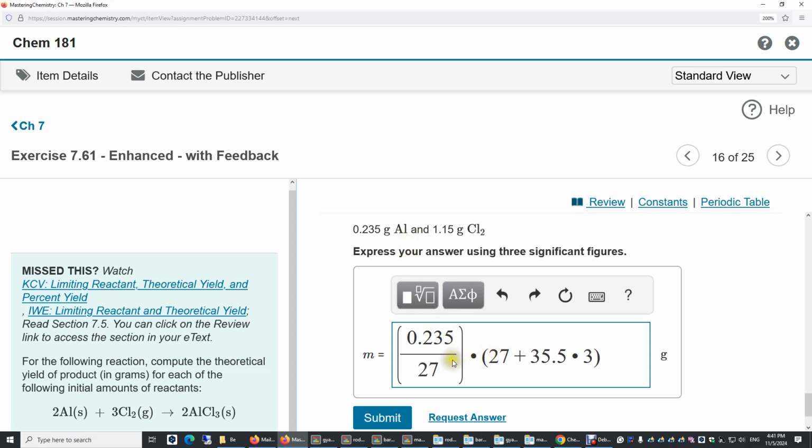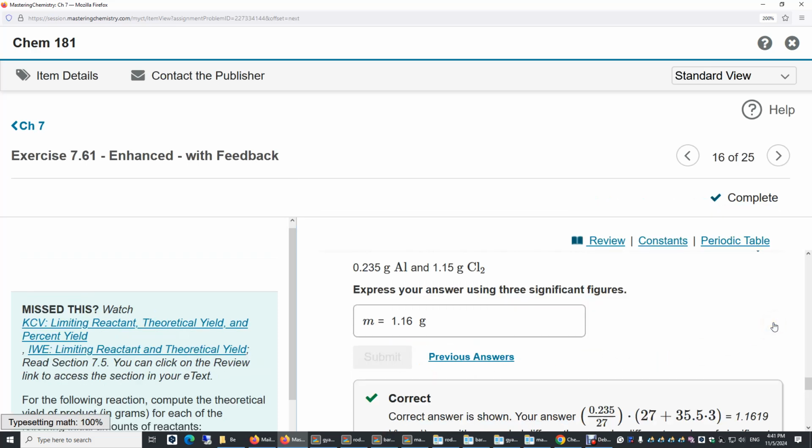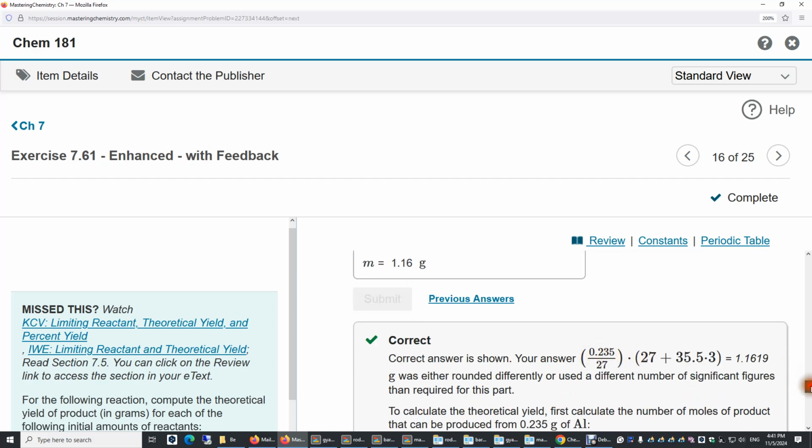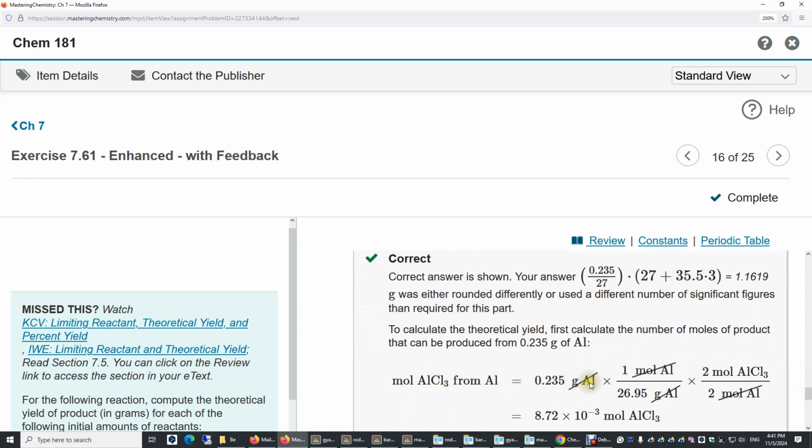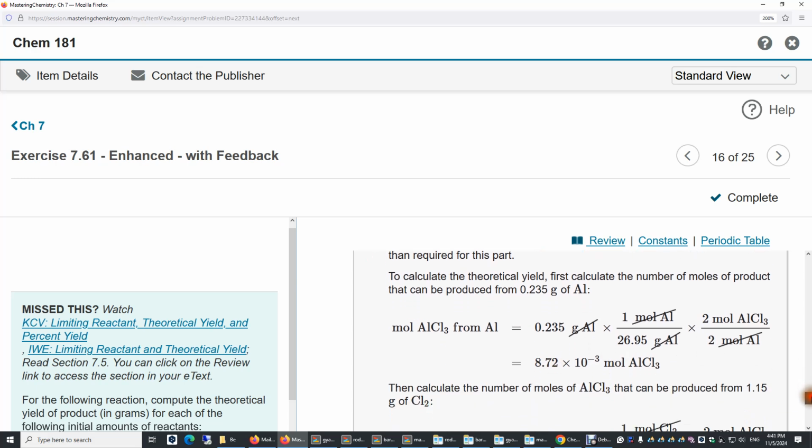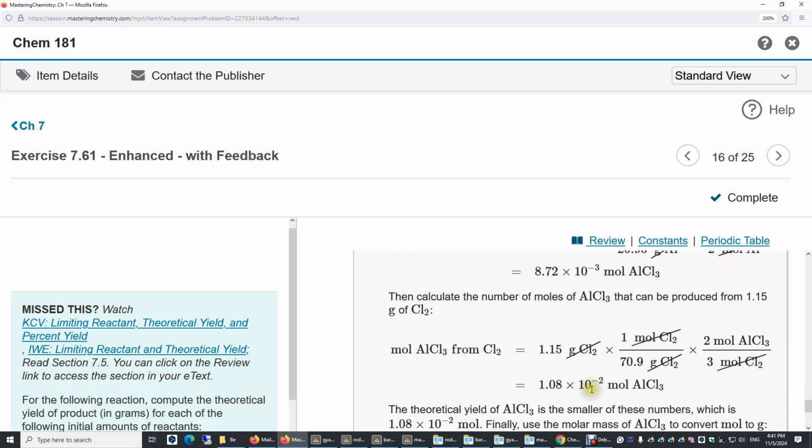But again, it's better to use a calculator to compute the numerical value of this. Alright, but it turns out it's correct. My answer is based on aluminum, because this is the limiting reactant, and you can see from aluminum you get 0.008 something moles, and based on chlorine, yeah, you get 0.0108 moles. This number is larger, this number is smaller. So that means aluminum is the limiting reactant, chlorine 2 is in excess.